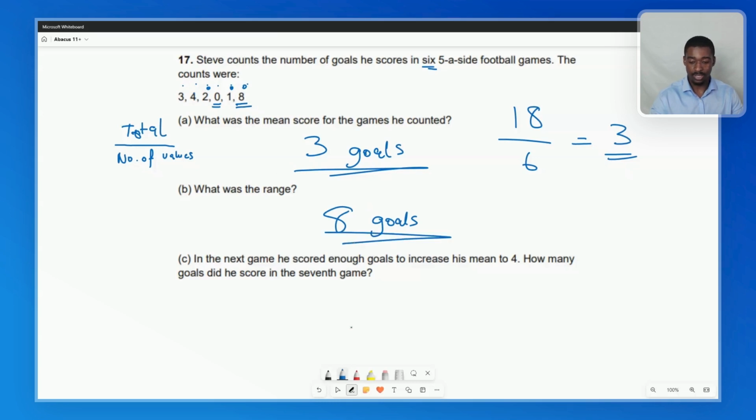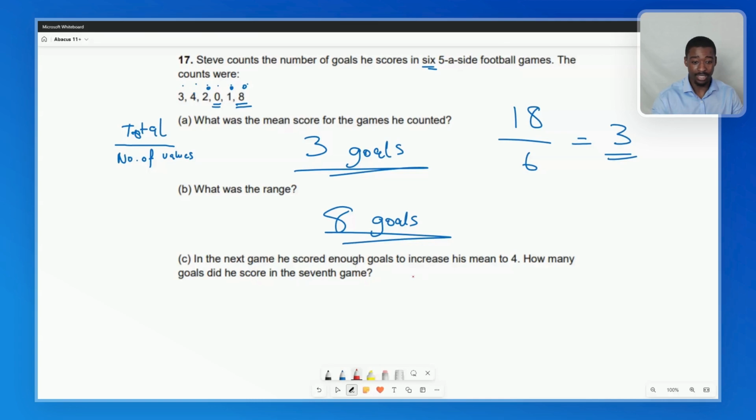And now for part C, we're adding a bit more complexity to the question. In the next game, he scored enough goals to increase his mean, which was 3, to 4. How many goals did he score in the 7th game? So to answer this question, we need to understand this formula we use to calculate the mean on a deeper level, right? Because we're given some more information.